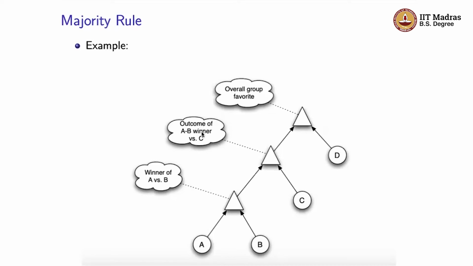Whoever is the winner of A and B, winner versus C, it goes to the next stage. The loser is eliminated. Again, the winner here faces off against alternative D, and finally, whoever wins is the overall group favorite, right? So this is a very common way of applying preference ranking to get hold of whoever is the overall group favorite.